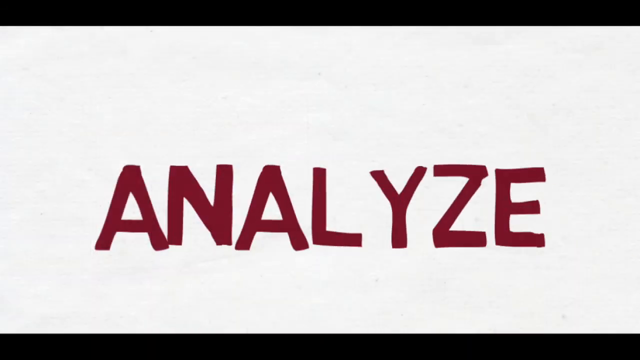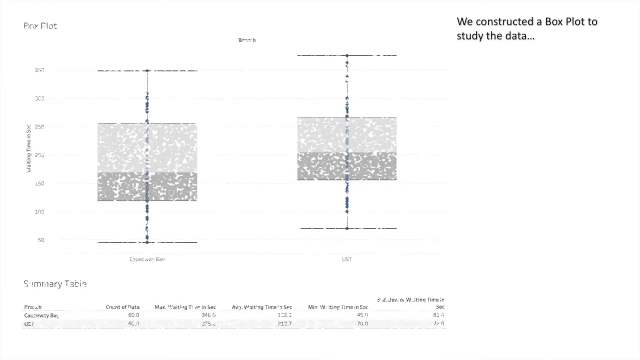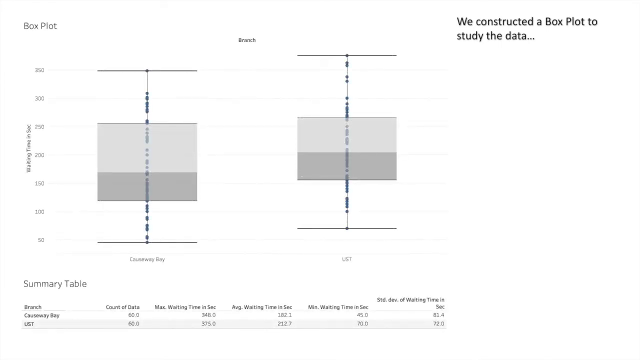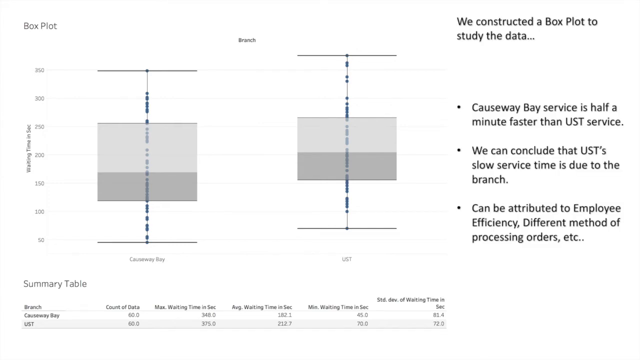Next, we moved into the analyze phase. From the box plot on the summary table below, we can see the difference between the branches of Starbucks. At the left, you can see Causeway Bay. At the right, you can see UST. Causeway Bay is half a minute faster than the average of the UST. With this, we can conclude that UST's slow serving time is due to the branch. We can attribute this to several possible reasons, for example, employee efficiency, different methods of processing orders, etc.